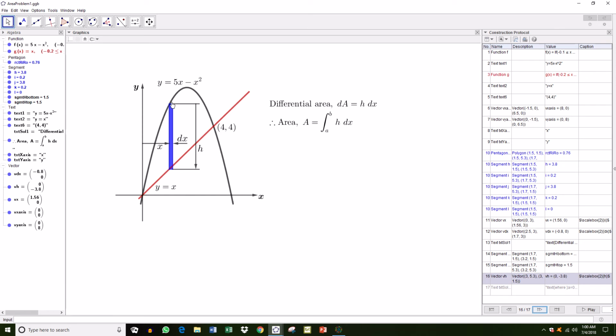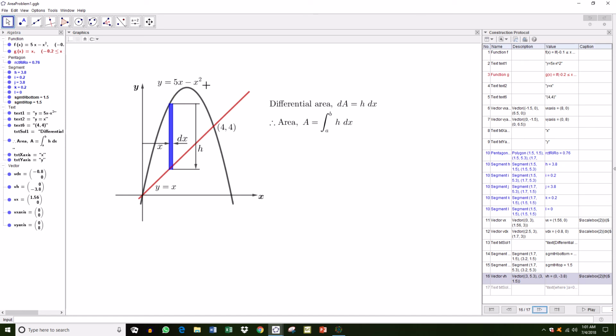For the height to be positive, you adopt a simple strategy: the y value at the top minus the y value at the bottom. Now, what is the y value at the top? Well, notice this point happens to be a point on that parabola, 5x minus x squared. So the x coordinate at this point is x. That's why we said this is x. So the y coordinate must be 5x minus x squared.